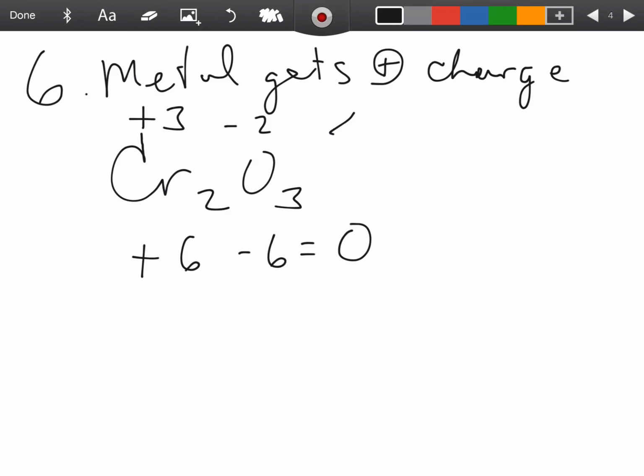So I have the individual charges up top, and then the total charges of all of the elements down here at the bottom. And that's another way to solve these problems. I think I'll stop at that point.